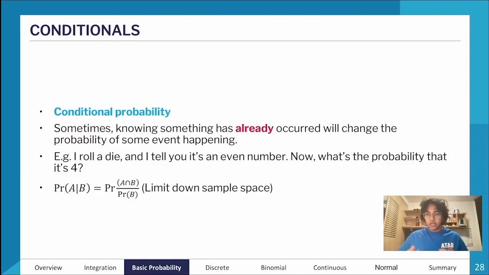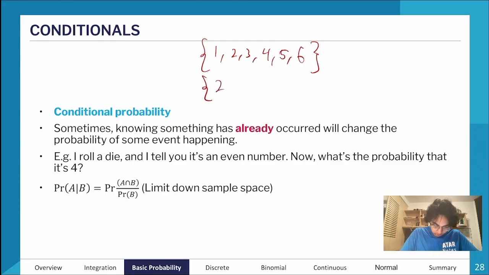That generally works in the sense that the event that occurred previously changes the probability of a new event occurring. So for example, you're going to roll a die and I tell you it's an even number. So what's the probability that it's a 4? Well, let's say it's a 6-sided die. The sample space of this die is 1, 2, 3, 4, 5, and 6. That's the sample space of all the possible numbers. Now I tell you that it's an even number, so all the even numbers are 2, 4, and 6.